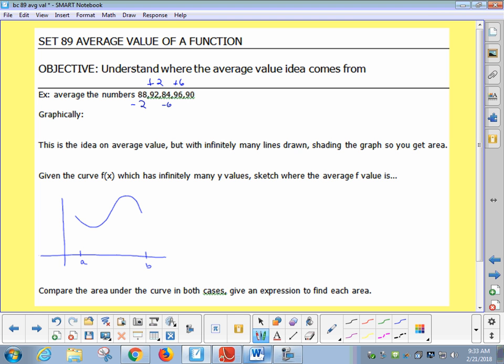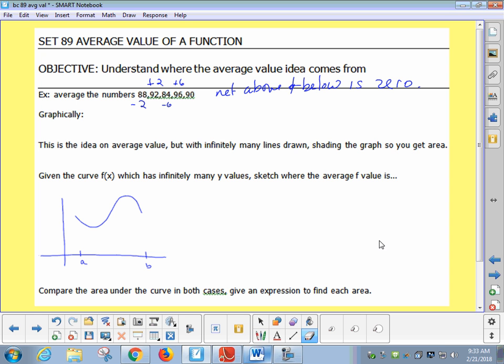The net above and below should be 0. That's what makes it perfectly in the middle. You with me? Now, if you were to graph this, and I said, let's look at 90 and then 88.